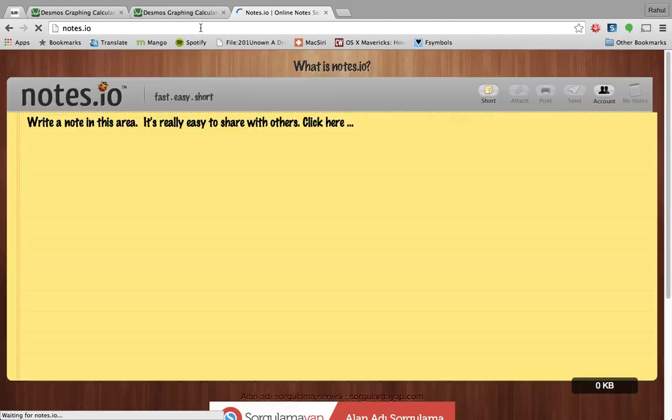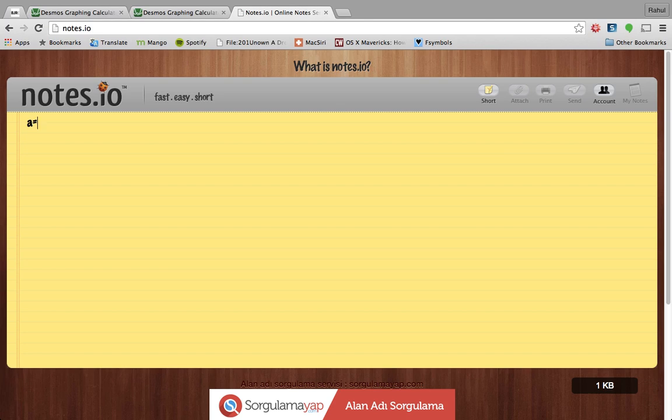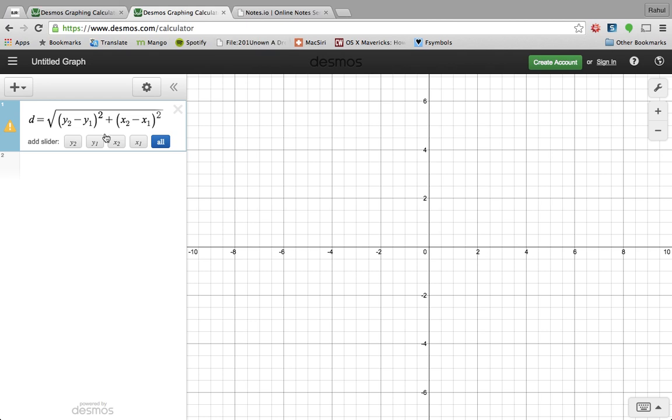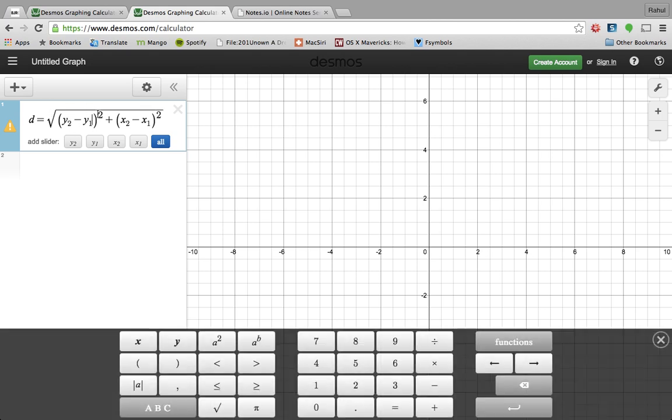Let's put that down somewhere. A equals, what was it? 3. B, we don't know yet. And C is what we're trying to figure out. Since y2 minus y1 equals 3, we can replace this part of the equation with 3. Now let's move on to the second part.